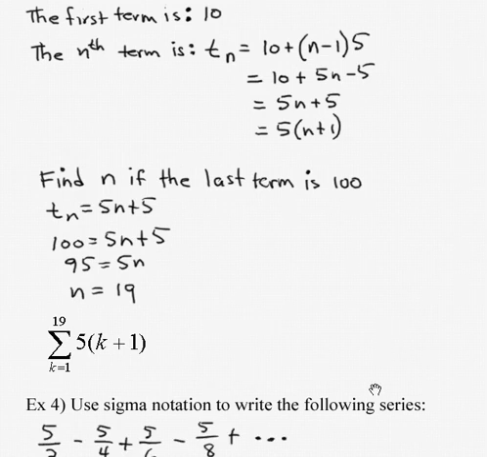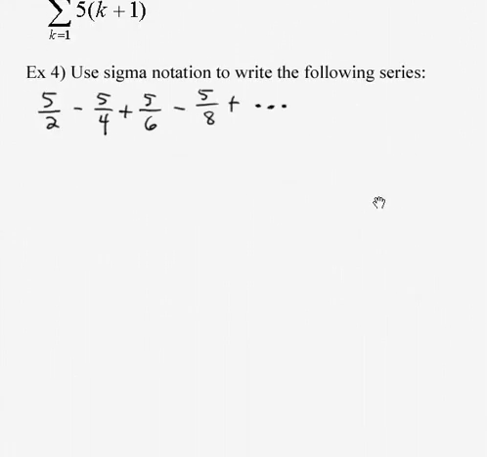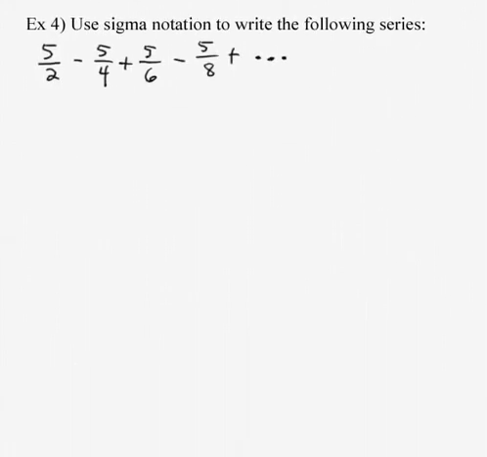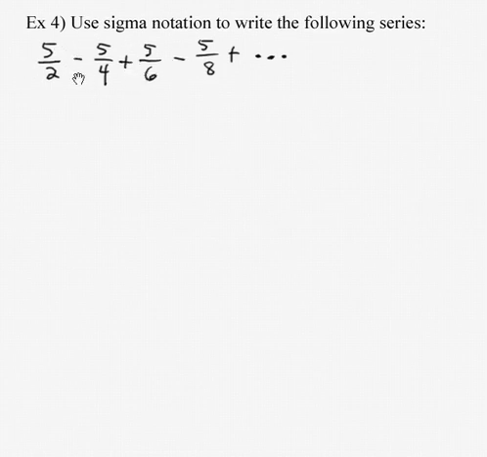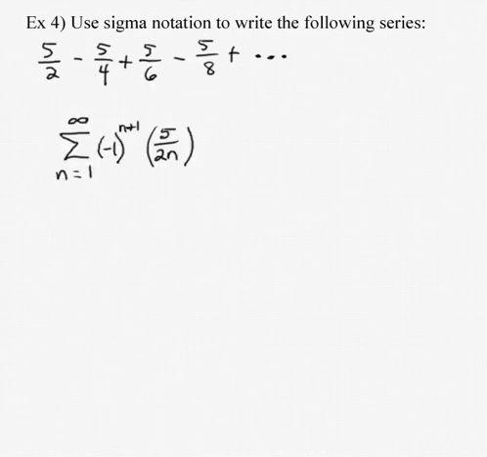All right, let's try another one. Let's try another series that we're going to go backwards into sigma notation. And in this case, I think this is fairly clear. The numerator is always 5. We're alternating our signs from addition, subtraction, addition, subtraction. And our denominators look like 2, 4, 6, 8. That should be fairly simple.